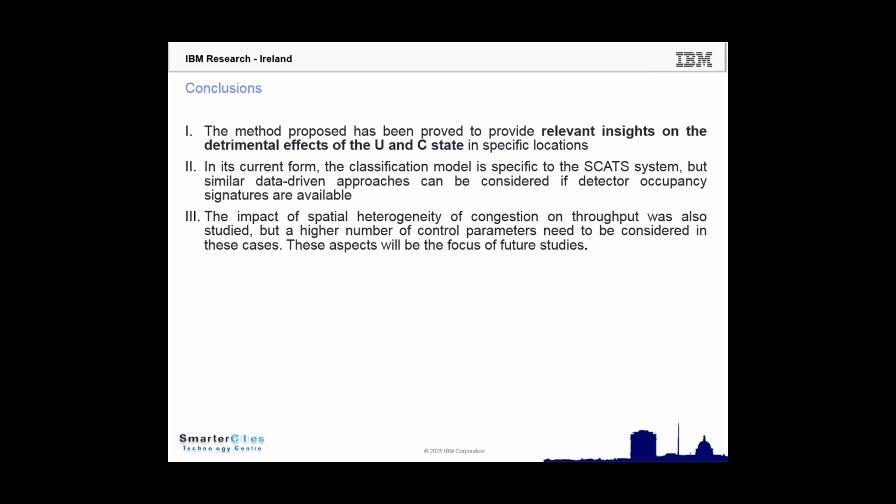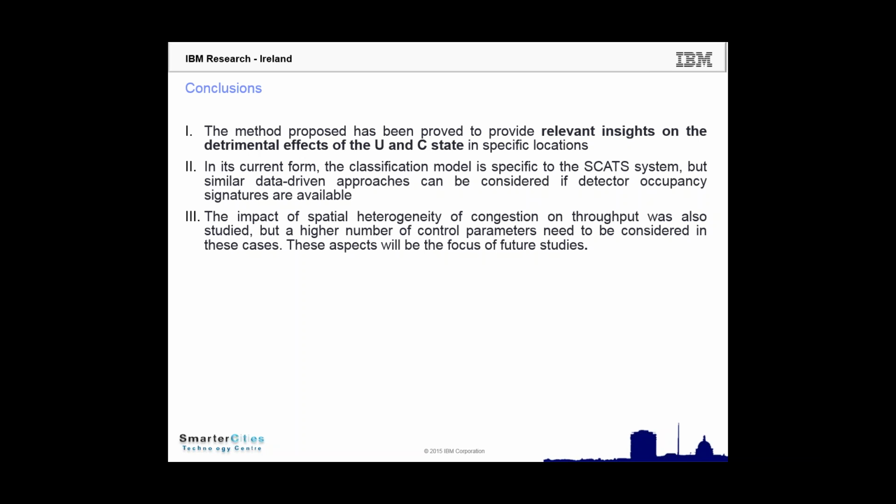Okay, so this is essentially what we have done during our research. And so this is a slide that contains the main conclusions of the work. The method that we have proposed has been proved on real data to provide some important and relevant insight on the effect of the U state and the C state, and the difference between these two states, and how these two states propagate through the network.